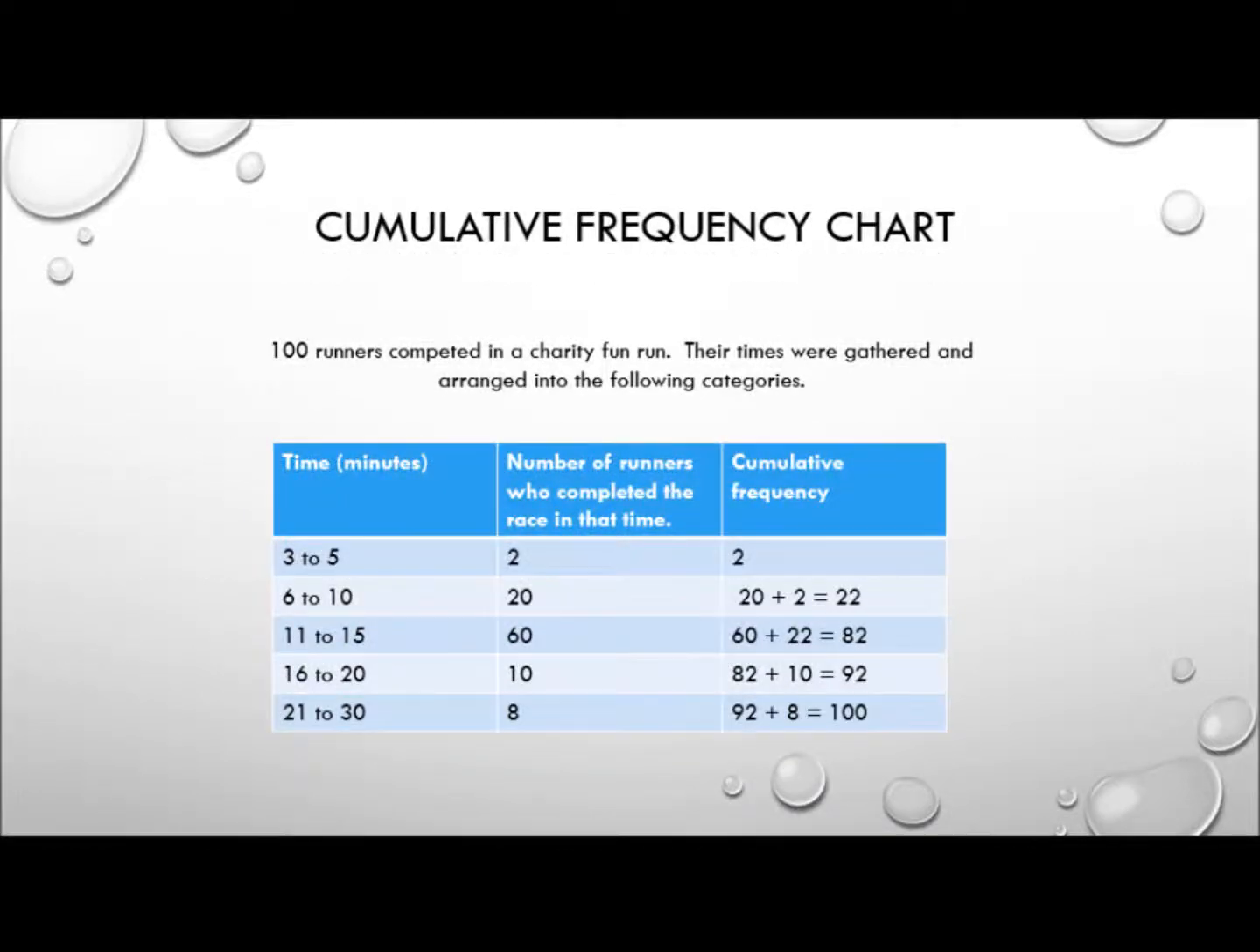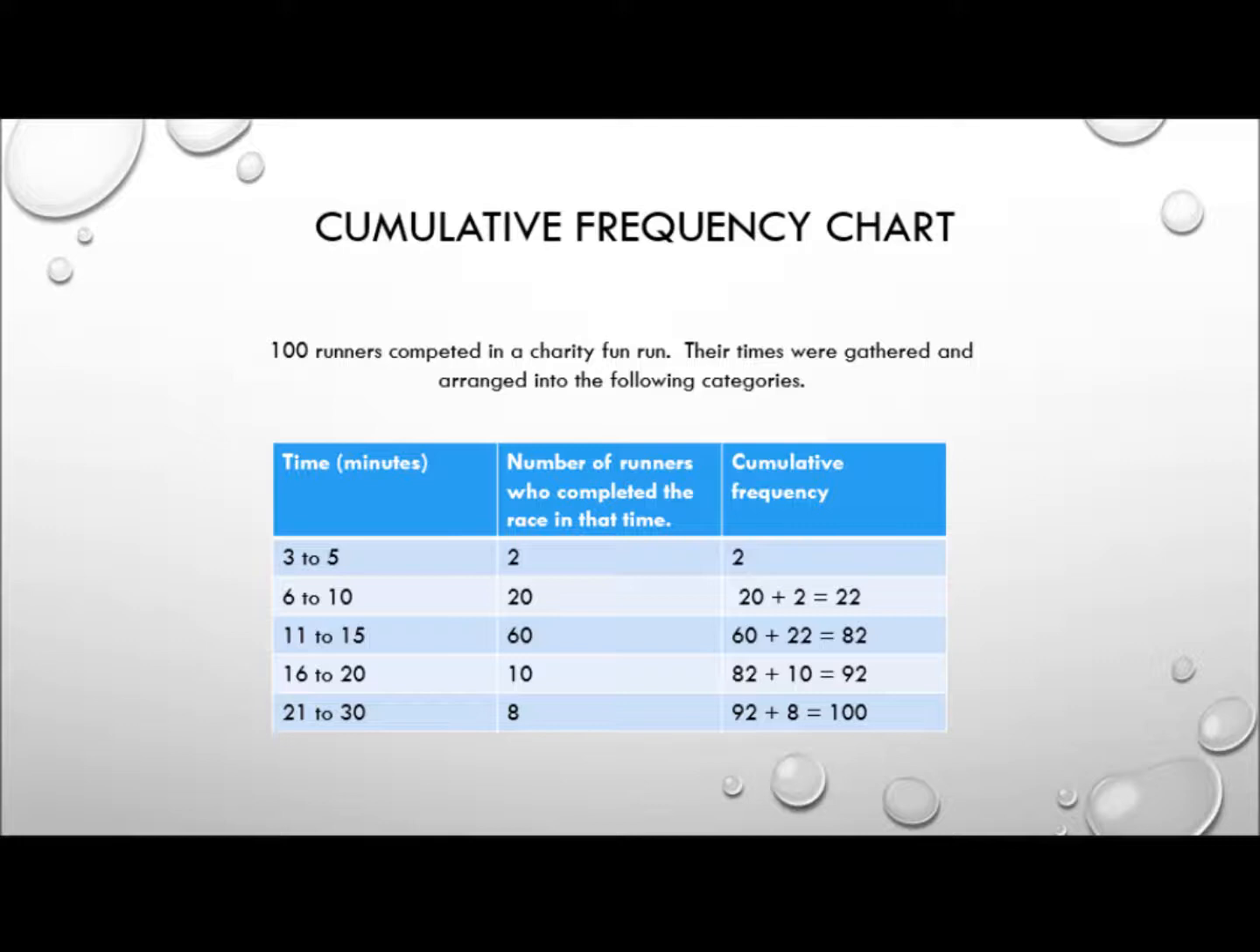Okay, I've invented a hypothetical race in which conveniently there are exactly 100 runners, and all the runners will actually complete the race. Their times are gathered and arranged in a table as follows. There are 2 runners who completed the race between 3 and 5 minutes. There are 20 runners who completed the race between 6 and 10 minutes. There are 60 runners that completed the race between 11 and 15 minutes. 10 runners completed the race between 16 and 20 minutes, and 8 runners completed the race between 21 and 30 minutes.